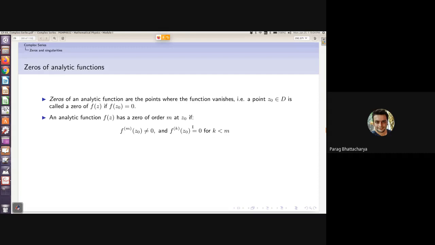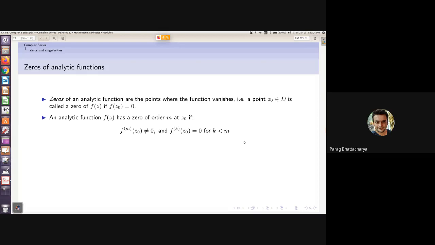So you keep on differentiating: the zeroth derivative, that's the function itself, the first derivative, the second derivative, but for the third derivative, substituting the same z naught, it is not zero. In that case the order is given by the second derivative, so 2 is the order of the zero. That's the meaning of the order of a zero.